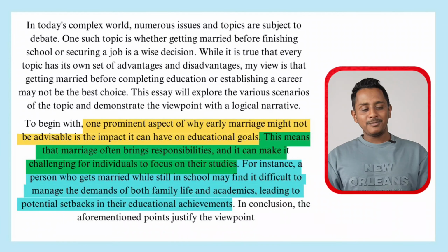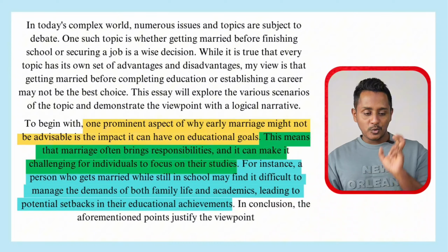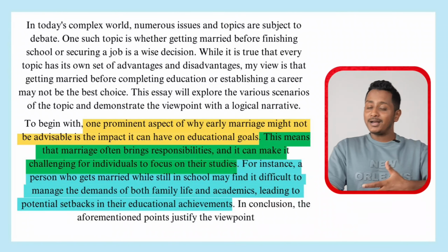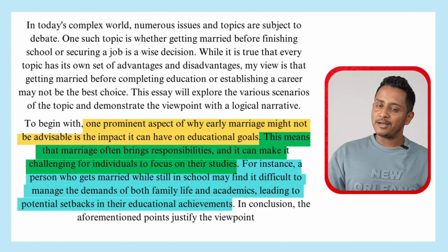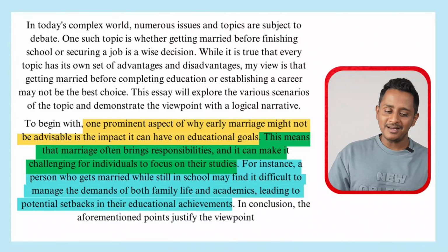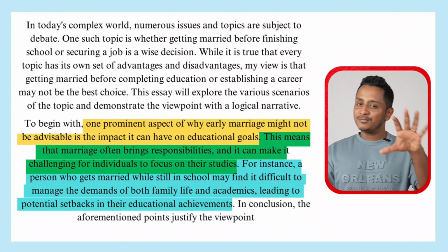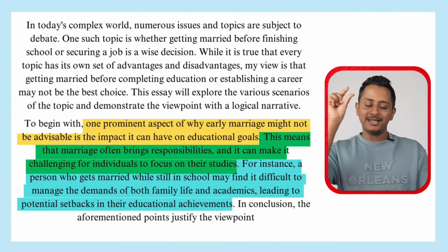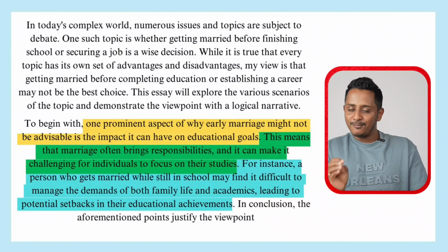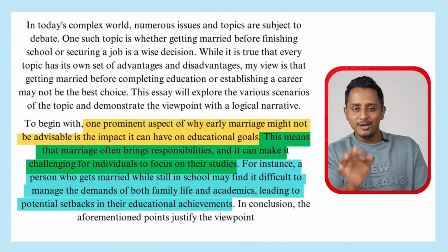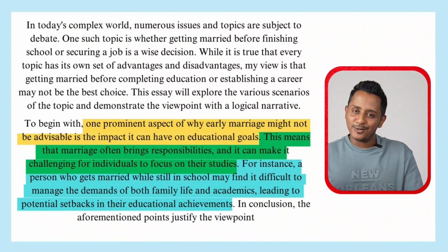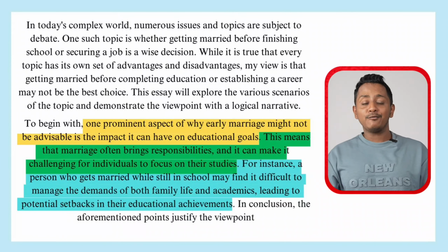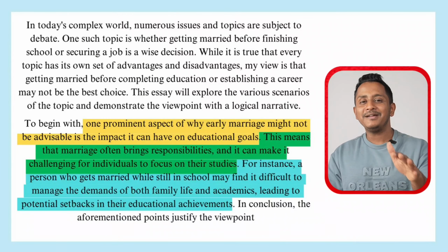For instance, a person who gets married while still in school may find it difficult to manage the demands of both family life and academics, leading to potential setbacks in their educational achievements. If you properly observe, there is a reason why I have highlighted them in 3 different colors. Yellow is the main idea, green is supporting idea, blue is example. Yellow, one prominent aspect of why early marriage might not be advisable is the impact it can have on educational goals. So this is the perfect simple sentence.